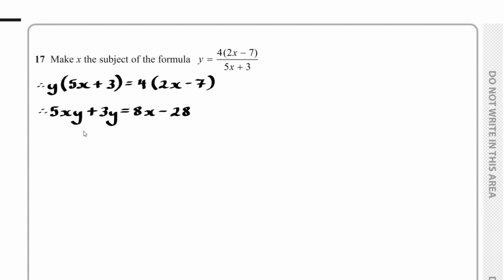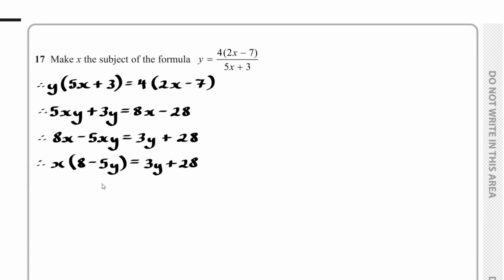We will gather everything with an x on one side, everything that doesn't involve an x on the other side. So we have 8x subtract 5xy equals 3y plus 28. Everything with an x is on the left, everything that doesn't involve an x is on the right. Next, we can factorize the left hand side. x is the common factor, and what goes inside the bracket is 8 subtract 5y. So we have x multiplied by 8 subtract 5y. This is equal to 3y plus 28. And now if I divide both sides by 8 subtract 5y, we can see that x is equal to 3y plus 28 over 8 minus 5y.